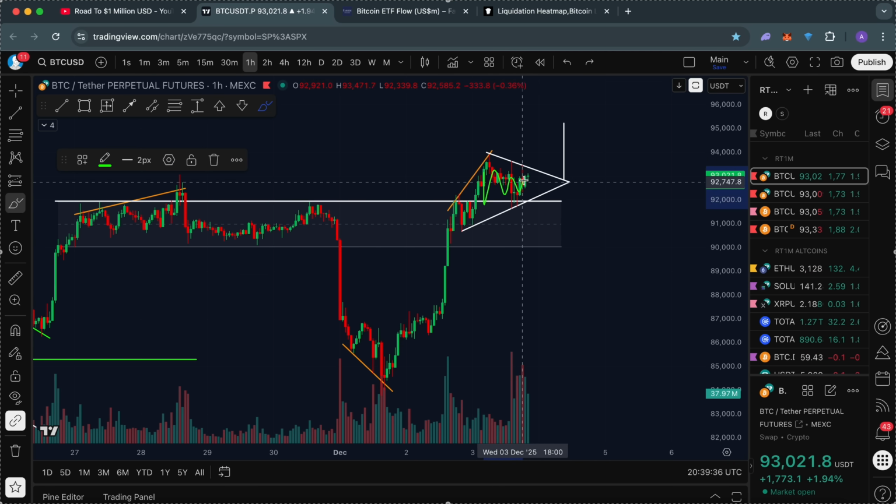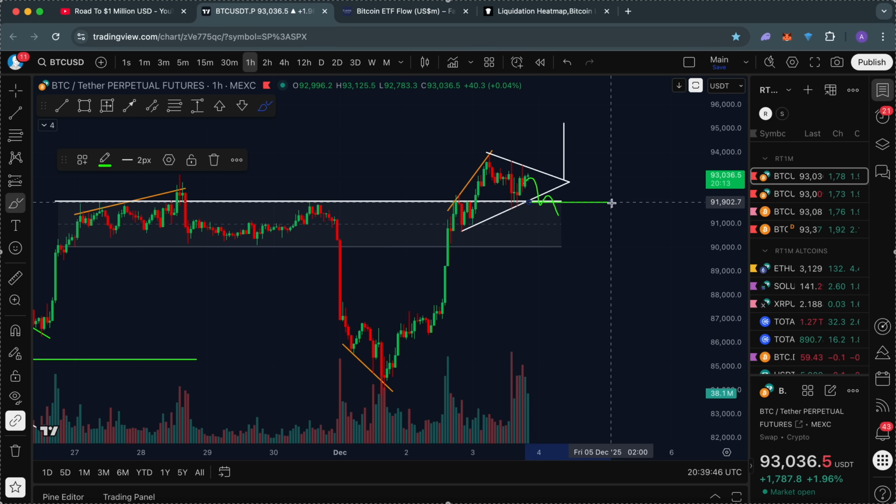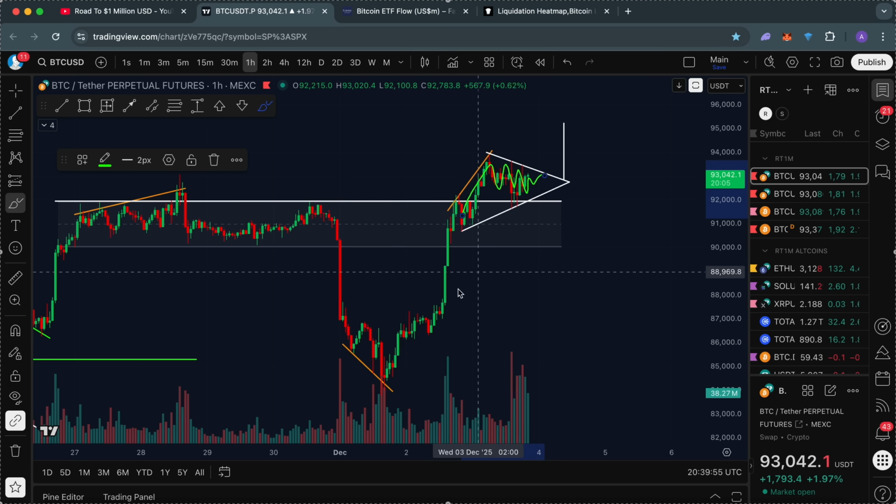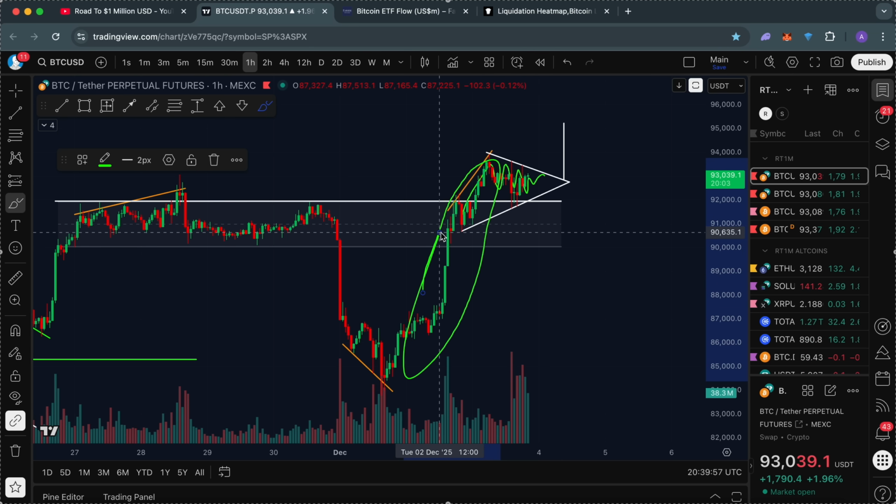For now, we are basically just seeing some choppy sideways price action, and the key level of support to look out for is this 92,000 US dollar level. If we actually start breaking down below this, that would actually be a warning signal in the short term, so look out for that. However, notice how currently we are consolidating after a massive pump to the upside here.